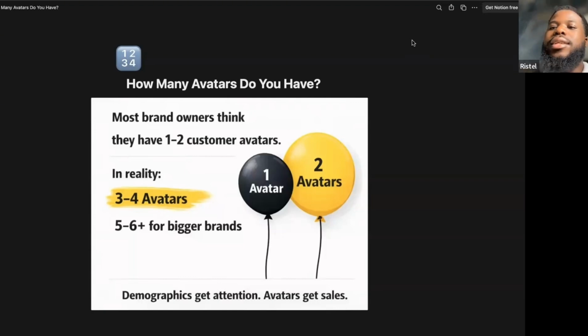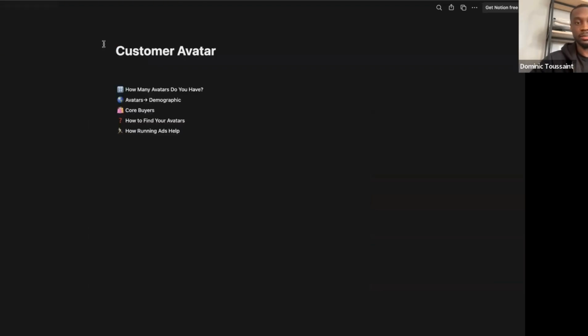Demographics get attention, and an avatar gets sales. So it's important to know your demographics and who you're actually targeting. But you need to know who they are, what they like, what they don't like, their pains, what they seek, who they want to be. At the end of the day, guys, you're not going to have just one or two people buying from your brand. You're going to have multiple different customers. Everyone buys for different reasons. Everyone has different pain points or different goals as to why they're buying from your brand.